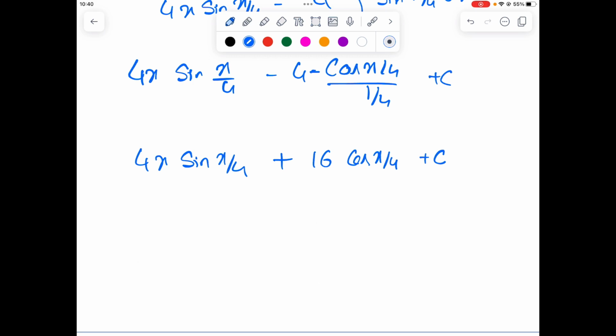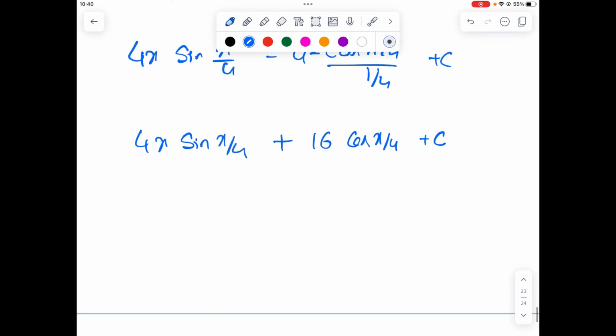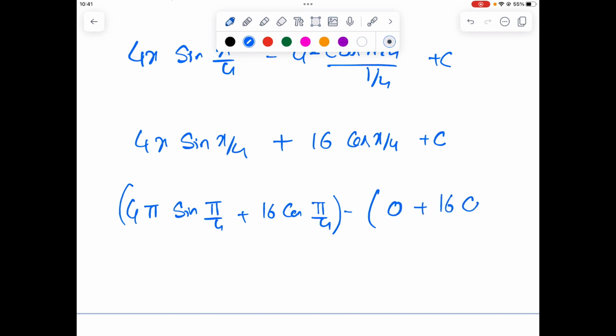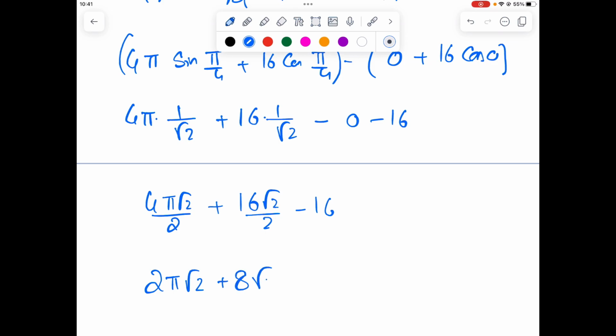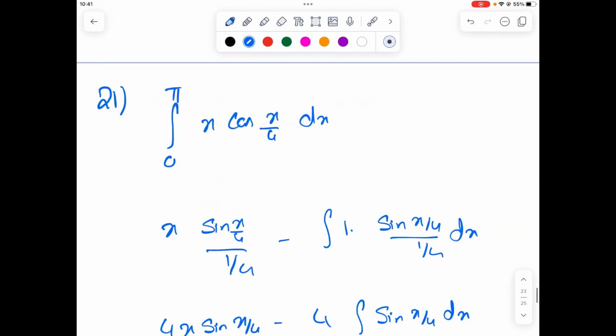Now I am going to apply the limits 0 to pi. So 4 pi sin(pi by 4) plus 16 cos(pi by 4), minus 0, that is 4 times 0 is 0, plus 16 cos 0. Sin(pi by 4) is 1 upon root 2, cos(pi by 4) is 1 upon root 2, and cos 0 is 1. So it is 4 pi root 2 upon 2 plus 16 root 2 upon 2 minus 16. So 2 pi root 2 plus 8 root 2 minus 16. And that was question number 21.